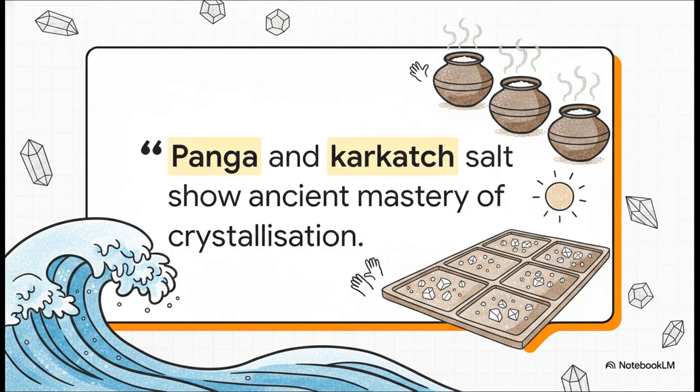We can also see this incredibly rich scientific heritage all along India's vast coastlines. Local communities have long mastered the art of crystallization. They produce Panga salt by boiling concentrated sea brines and Kannauj salt by patiently allowing seawater to evaporate under the sun. It is a really wonderful reminder of just how deeply embedded this science is in our culture.